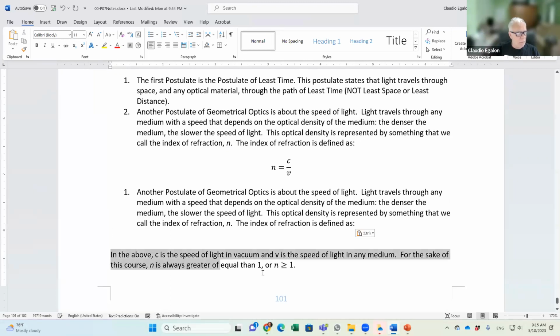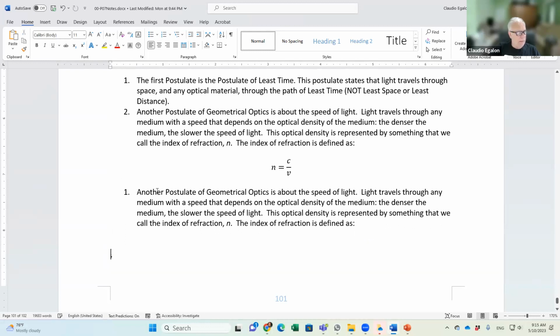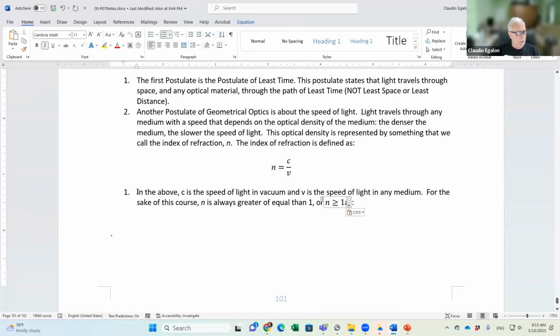What I want to do, I want to put that right here. Vacuum. Okay. 300,000 kilometers per second. And v is the speed of light in any medium. For the sake of this course, N is always greater or equal than 1.